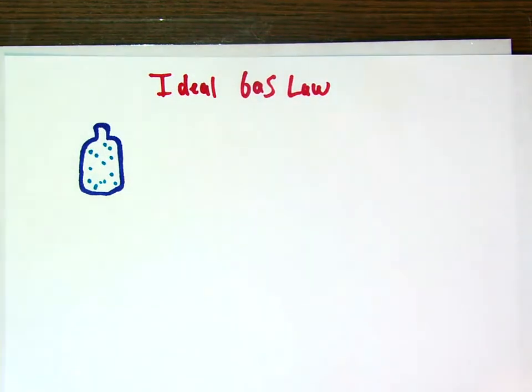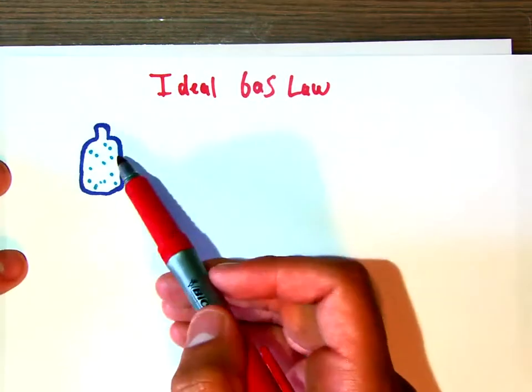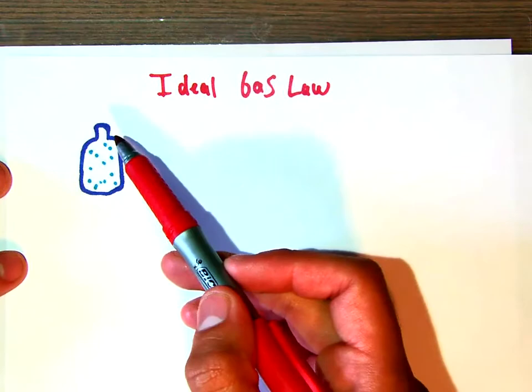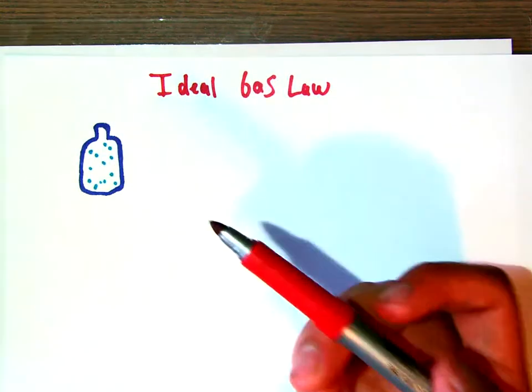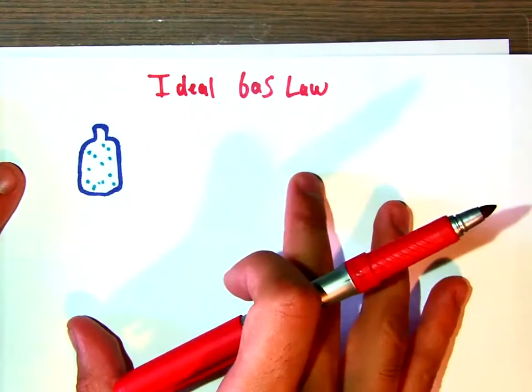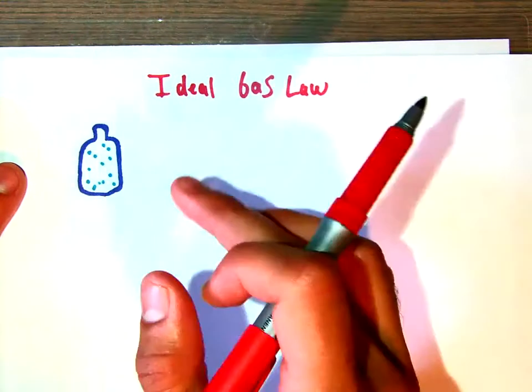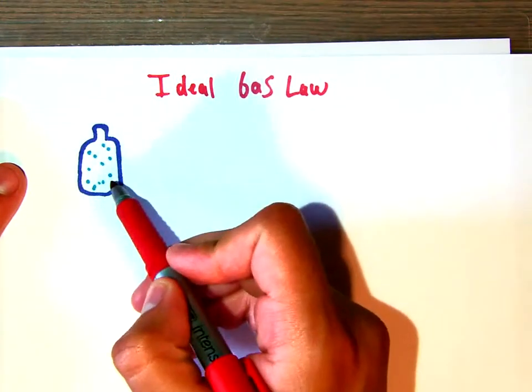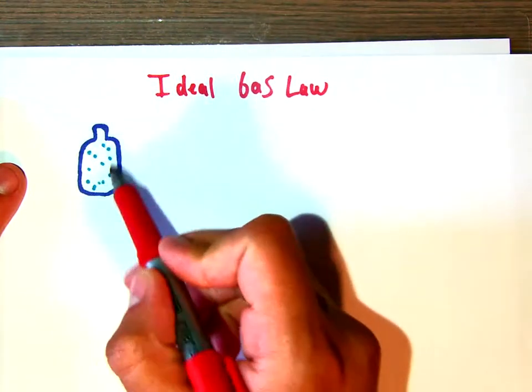For example, Boyle's law states that if I have this gas here and I decrease the volume, there's going to be higher pressure, right? So if it's an ideal gas, it's going to follow those laws. Charles' law says if I heat this up, there's going to be a greater pressure because things are going to move faster.